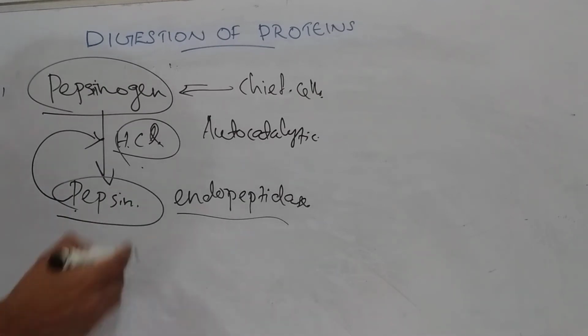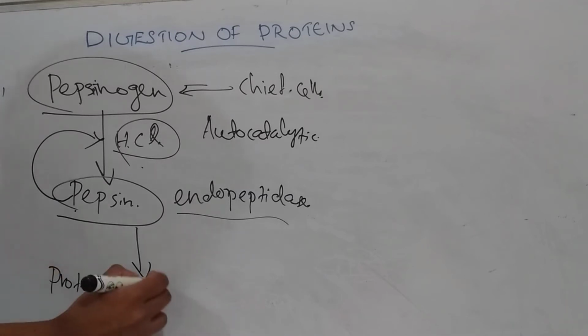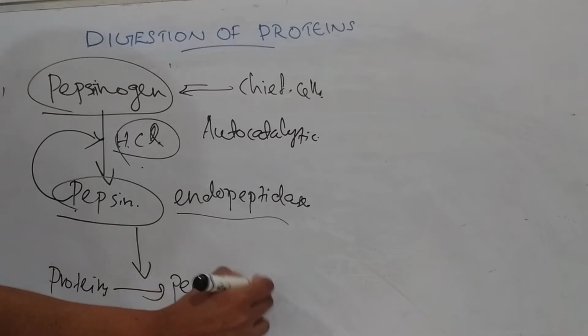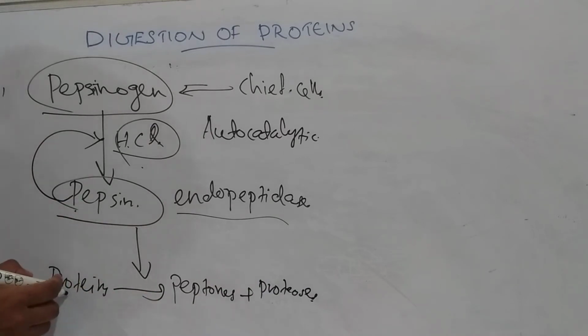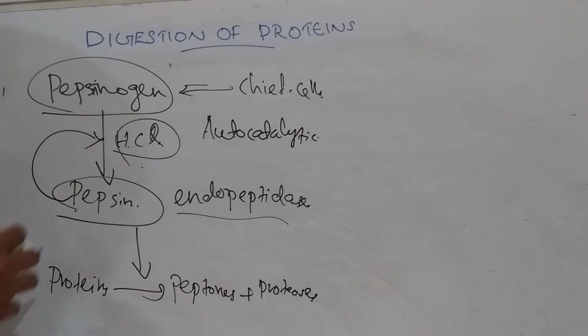Then this pepsin acts on proteins and breaks them down into peptones and proteoses. These are small peptides.